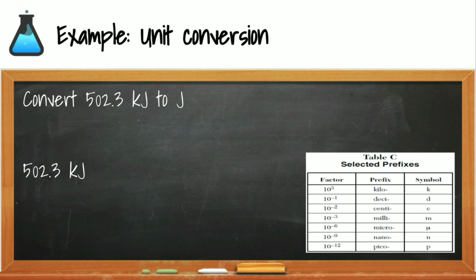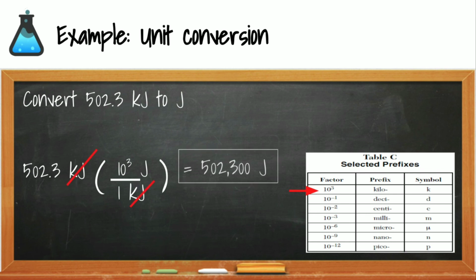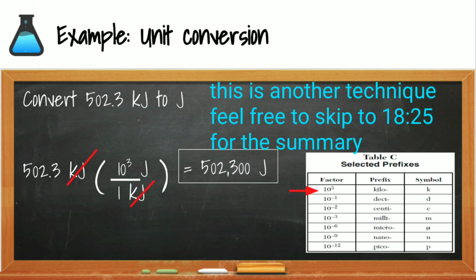So I want to write a fraction so that kilojoules are on the bottom. So when I multiply, they'll cancel out. And joules are on the top. And I'm going to make sure that I put the factor with the base unit. So there are 10 to the third joules in 1 kilojoule. And then I'm just going to multiply to get my answer. Now, this is the same answer that we got when we used the power of 10 number line. So again, this is just another technique.